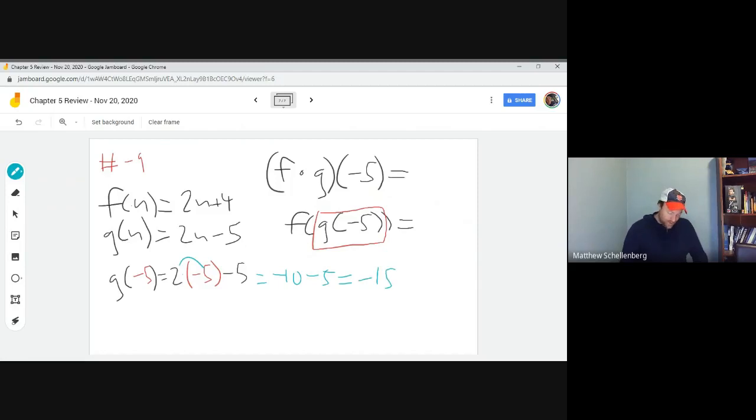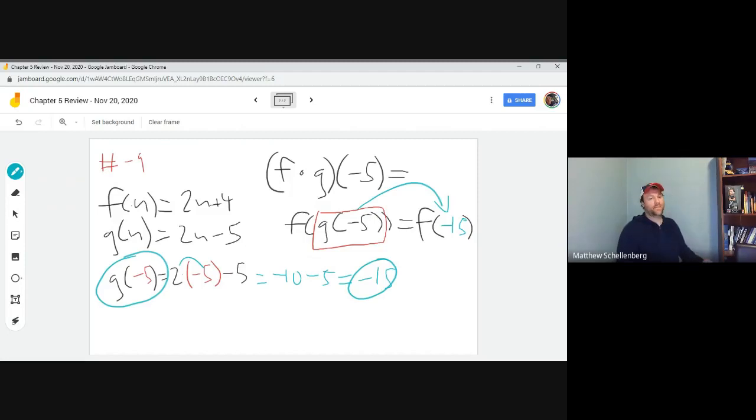Once we have that, we have now resolved the inside bracket. So that means that this is the same thing as saying f of negative 15. Because g of negative 5 equals negative 15, I can replace the g of negative 5 with a negative 15. Which brings me to my final function, f of negative 15. So let's do the f function, f of negative 15.